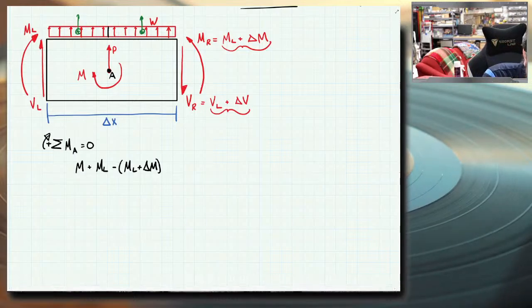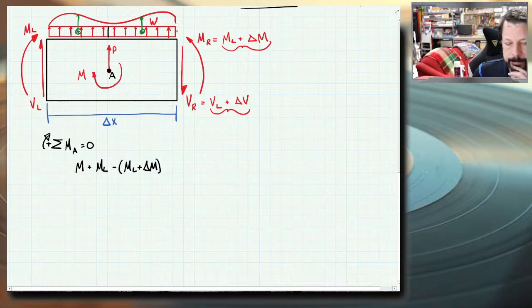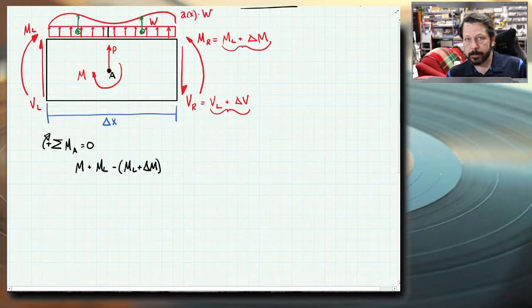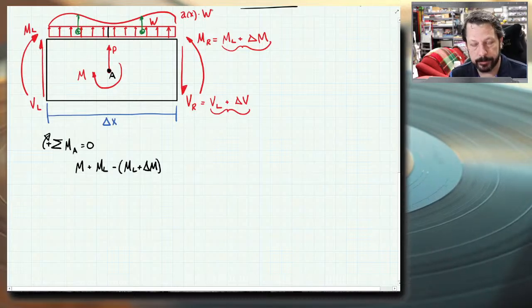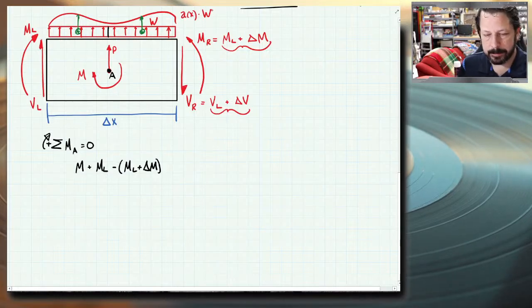But what if you had some strange shape distributed load? If you have some strange shape, it still works the same way, but the strange one would be some kind of function of x, some coefficient that describes the shape of this distributed load, times w. And we could deal with that too. Some of it's going to be on the left-hand side of point A, some of it's going to be on the right-hand side of point A. And it's defined by this function a of x times the magnitude of the distributed load, the pounds per foot. So either way you want to think about it, it will cancel itself out.